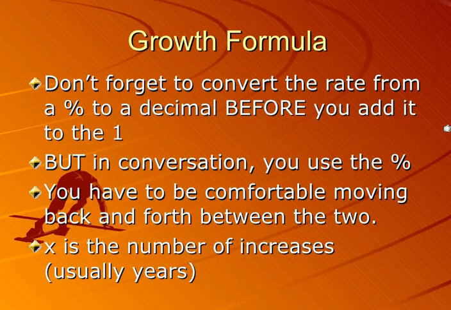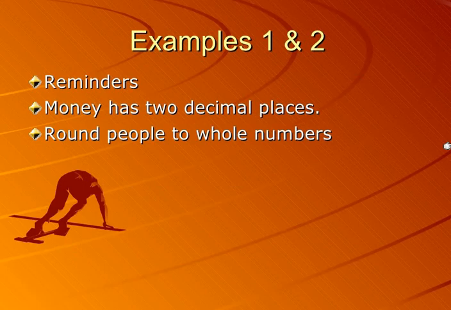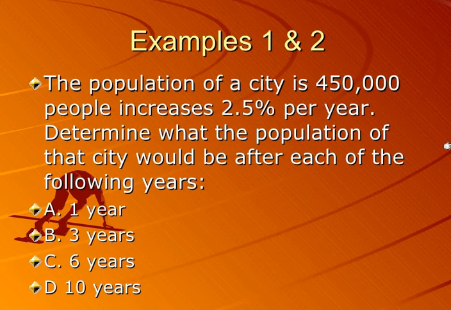As I said, we have to convert the rate from percent into decimal before we add it to 1. In problems, the rate will be represented as a percent, but when you deal with the problems, you have to change it from percent into decimal and then add it to 1. Also, money always has two decimal digits, and when we are talking about population, it must be in whole numbers, not decimals.